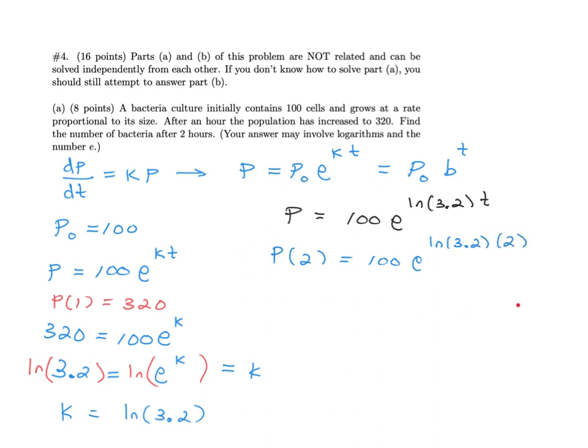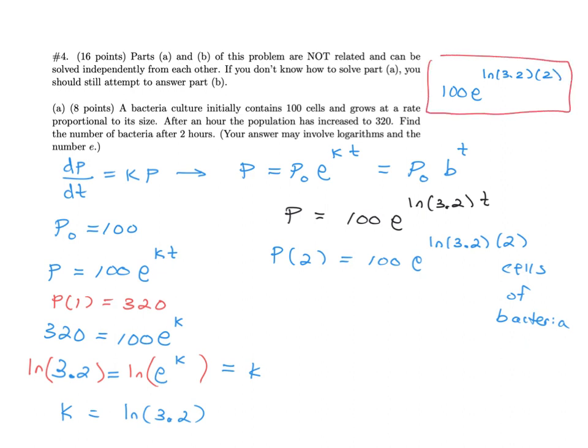Now, whatever number this is, it is the number of cells of bacteria. Without a calculator, I'm not exactly sure what that number would be, so I'm just going to leave the answer as that. I'm going to leave the answer as 100 e to the natural log of 3.2 times 2. So this is the bacteria after 2 hours. Note that the direction says your answer may involve logarithms and the number e, and that happens here. We have e and the natural log.